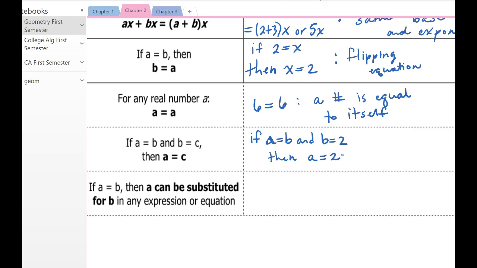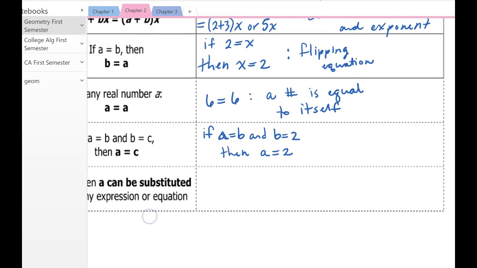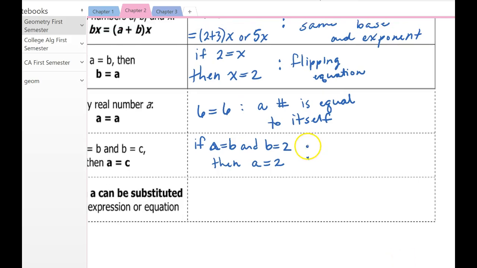Then a is equal to 2. And that's the transitive property. Everybody has their own way to remember it. I think of it as the law of syllogism, but you might not remember the law of syllogism, so you'd maybe want to add in your own words what that would mean to you.